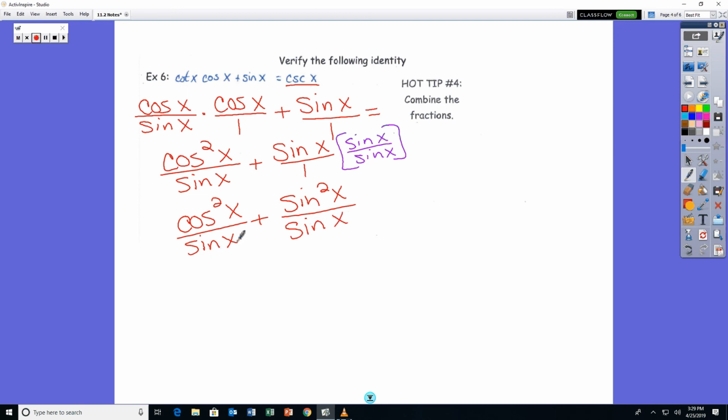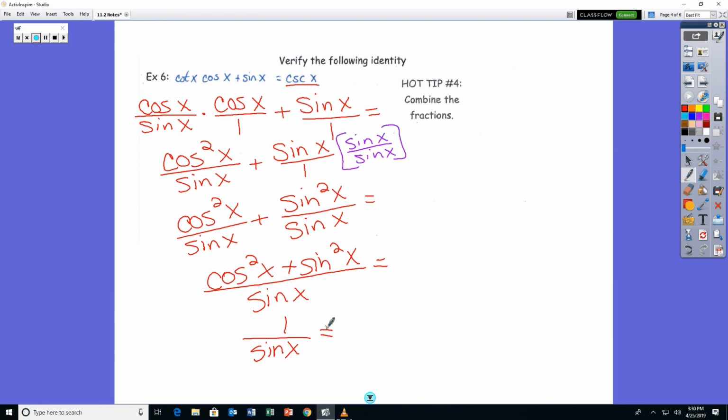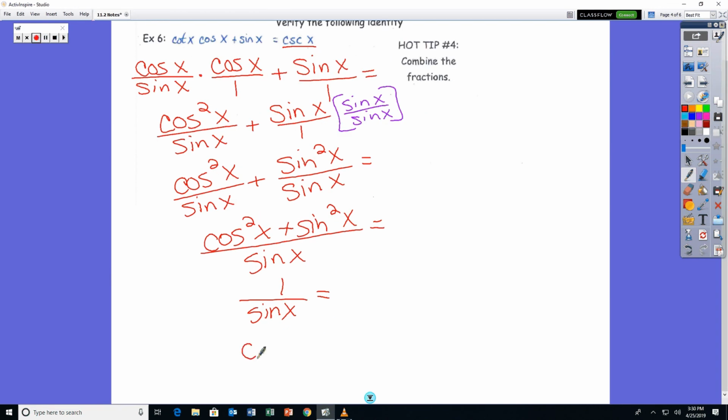Each fraction has the same denominator, so now we can combine the fractions into one. Cosine squared of x plus sine squared of x all over sine of x. The top portion here is one of our Pythagorean identities, cosine squared plus sine squared. That's just going to be 1, which gives us now 1 over sine of x. And 1 over sine of x is going to be the same as cosecant of x, which is what we had to start, which means that we have now verified our identity.